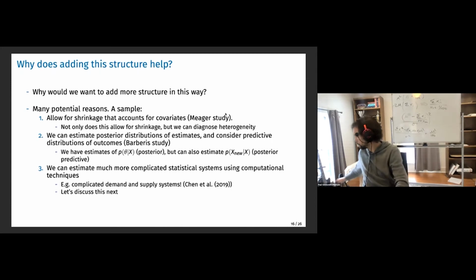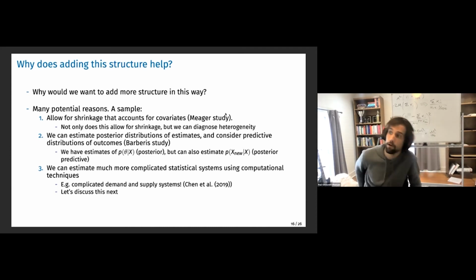And there's a lot of reasons why you might do it. One reason you might want to put all this structure is it allows for shrinkage that's going to account for covariates. And it's going to let you think about the interaction between estimates and parameters across different locations and studies, which may be of economic interest. So we talked about external validity in the microcredit setting. Not only can we do shrinkage, but we can diagnose what heterogeneity means. We can estimate the posterior distribution of estimates and consider predictive distributions of the outcomes.